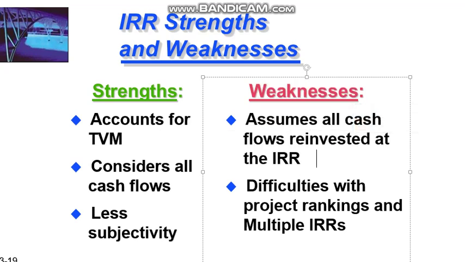Reinvested, not invested and reinvested, and difficulties with the project ranking and multiple IRR. Both of them are actually pointing to the same problem: if there is more than one rate, not one rate, how are we going to calculate it? The market situation is very diverse, so there are times when we are not getting one rate all the time, so there will be multiple IRRs. So that fails this method. This is also a weakness of it.